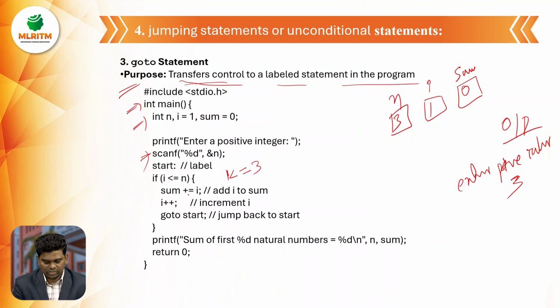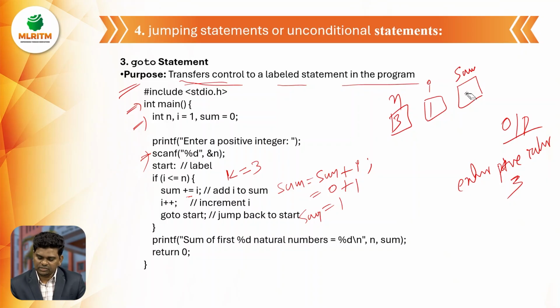Then it enters the body of the if. Then we have sum plus equal to i, which is similar to sum is equal to sum plus i, where plus equal to is a shorthand assignment operator in C language. So now you can evaluate this expression. What is the sum value in memory? 0 plus what is the i value? 1. So 0 plus 1 you will get 1 in the sum variable. So initially the sum value is 0, that is updated to 1.